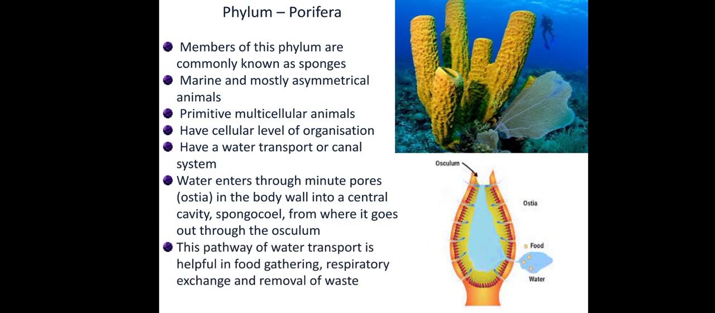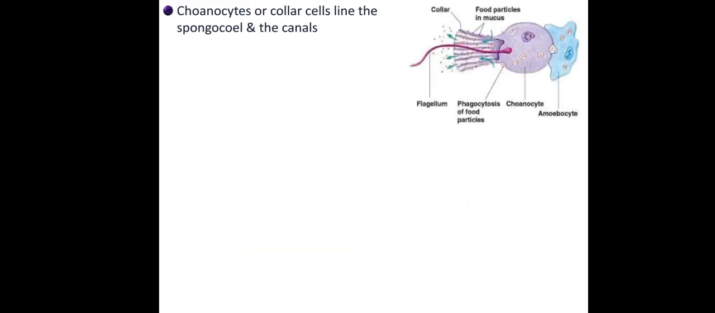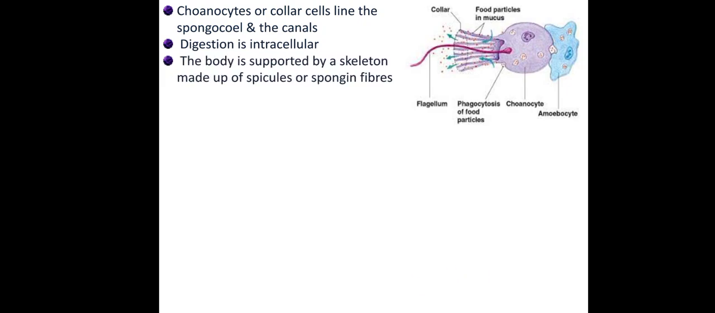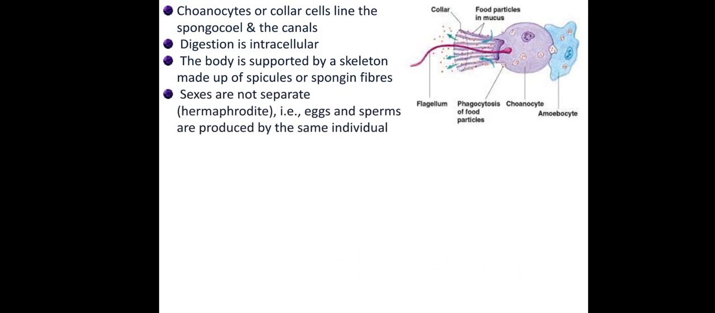This pathway of water transport is helpful in food gathering, respiratory exchange, and removal of waste. Choanocytes or collar cells line the spongocoel and the canals. Their digestion is intracellular, and the body is supported by a skeleton made up of spicules or spongin fibers. Their sexes are not separate, so they are hermaphrodite. That means male and female features are seen in the same body. Eggs and sperms are produced by the same individual.